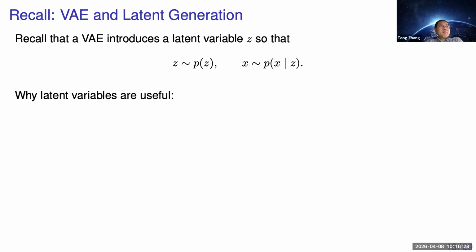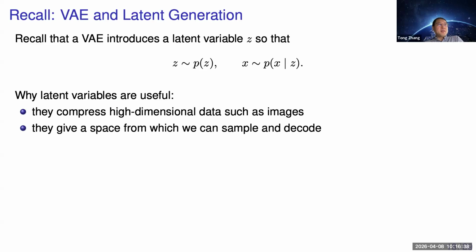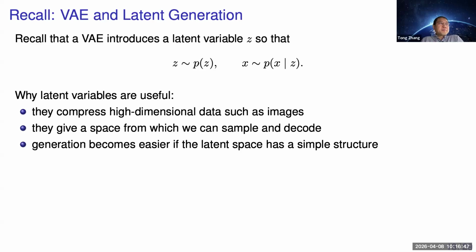So why are latent variables useful? They compress dimensional information, which makes it easier to generate. They give a form we can sample from, which means it's a Gaussian. After you sample a Gaussian, you can decode. So basically generation becomes simple. It's a simple structure, and in the traditional VAE, it's a Gaussian. But here we want to do that with a discrete code. Can we model this instead of a continuous Gaussian?